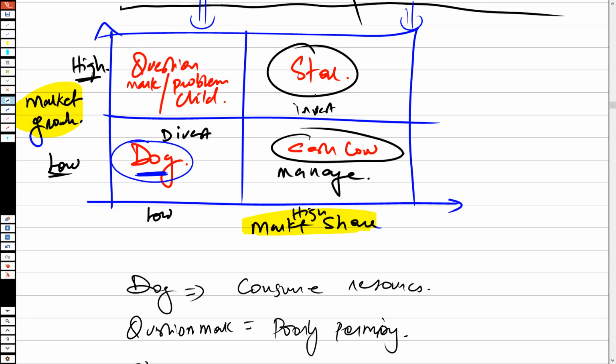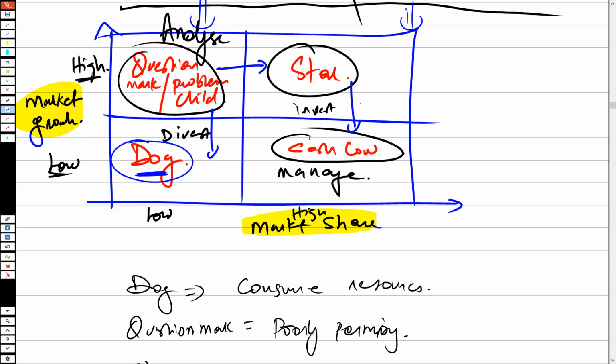Now, this is a star, and for the problem child the BCG matrix says you have to analyze it. How does the BCG matrix operate? It says that these question marks could be future stars, they could be future dogs. These dogs are going to consume resources. These stars are going to be your future cash cows, your future cash flow.